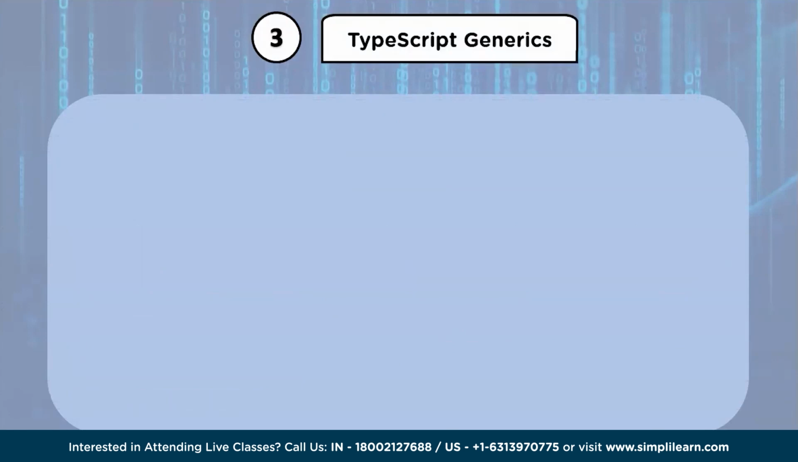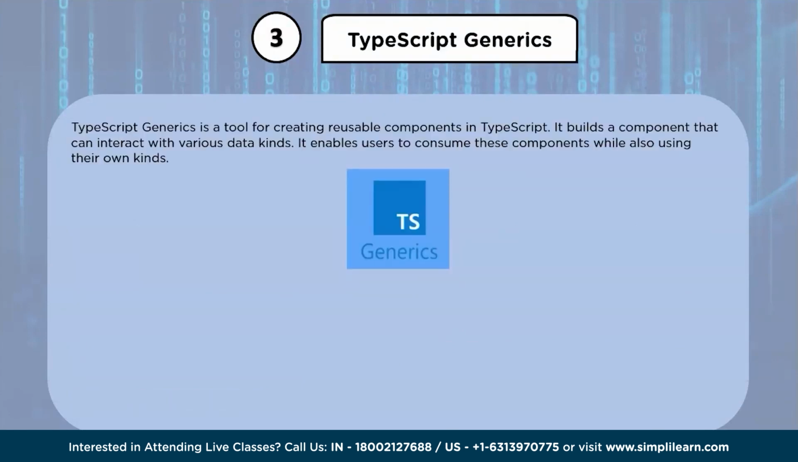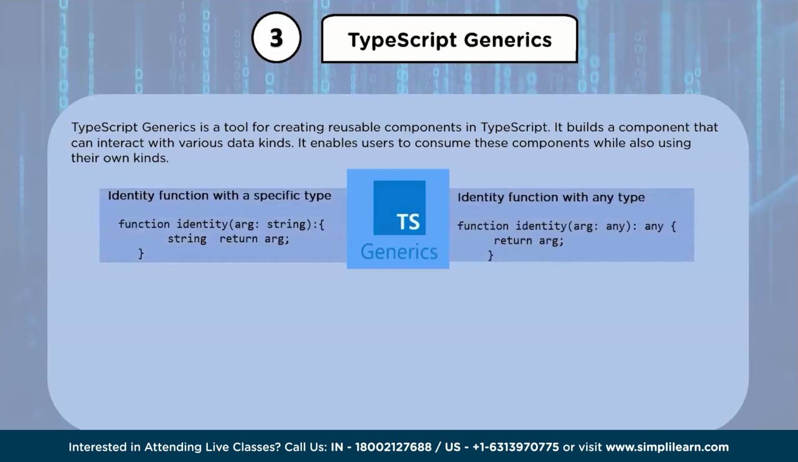Type generics. Type generics is a tool for creating reusable components in TypeScript. Rather than working with a single data type, it builds a component that can interact with various data kinds. It enables users to consume these components while also using their own kinds. Generics ensure that the software is both adaptable and scalable over time. Consider the below code without generics. The identity function is a function that returns whatever is sent in as a parameter. You could either provide the identity function with a specific type or with any type.